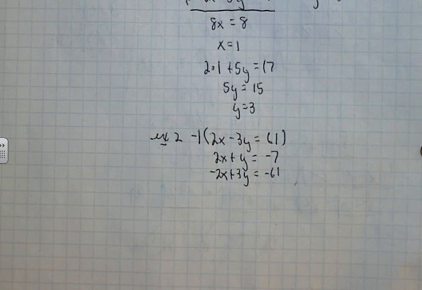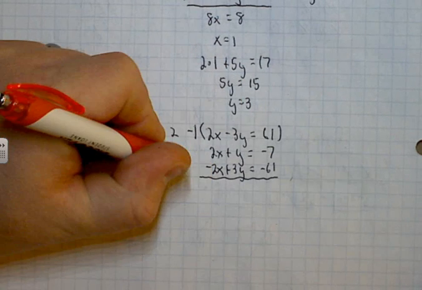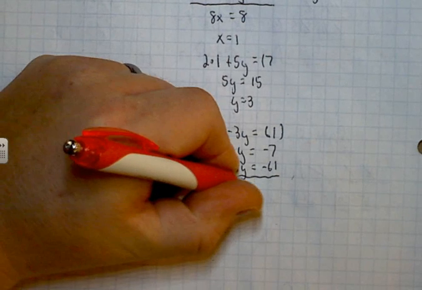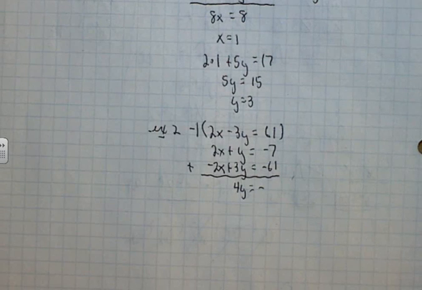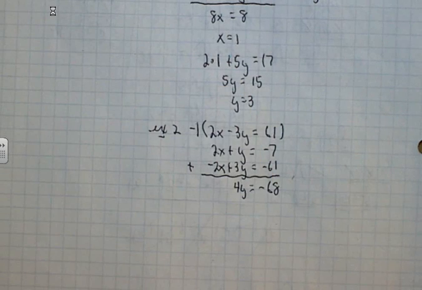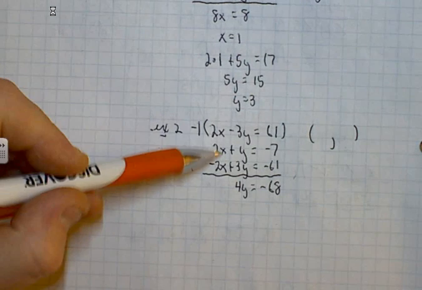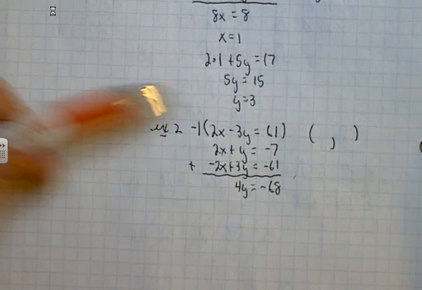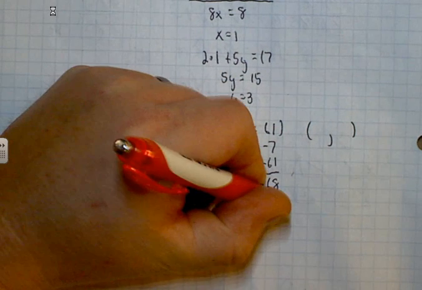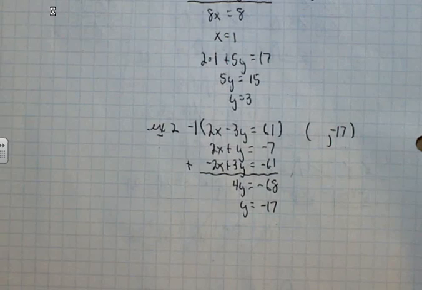Now do we have a pair of opposites? Yes. So we can add these together. The x's are eliminated. And we get 4y equals -68. X's are gone because when you add them, they make 0. Y equals -17. Make sure you put that in the Y spot.